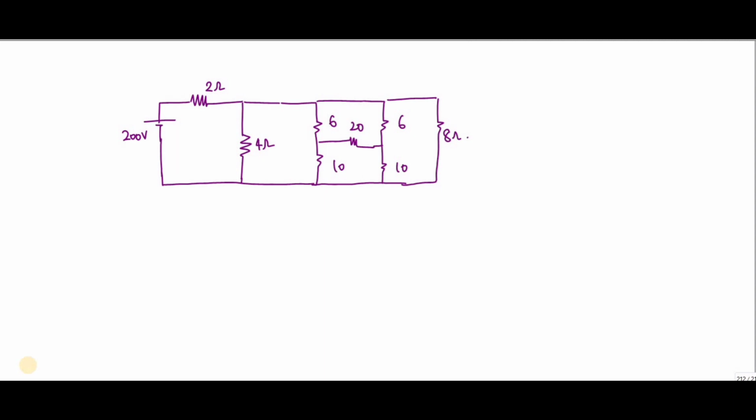So in this video, we are going to discuss some problems based on Norton's theorem. The question is: determine the current I that is flowing through this load resistance, RL, whose value is 8 ohm, using Norton's theorem.